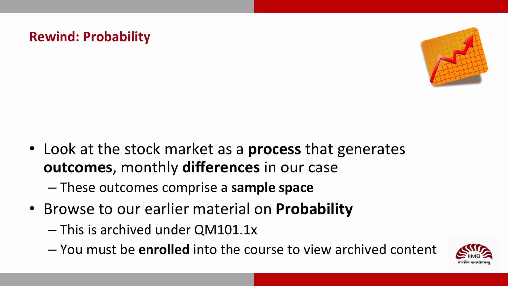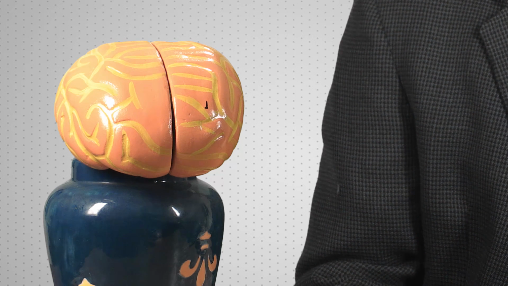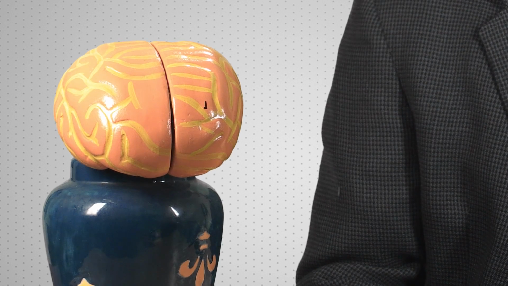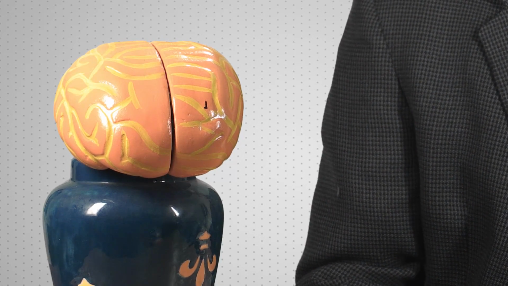Think of the stock market as a process that generates outcomes, like monthly differences in our case. These outcomes comprise a sample space. Oh my God, probability. Yes, we map the outcomes in our case, monthly movements, into a much smaller set of bin values. You just saw that. Look up the mapping column to see what is going on. That must be one long if statement. Oh yes, it is, Lisa. Now this mapping seems like an approximation, but we'll show you in the next segment that there is not much to lose.